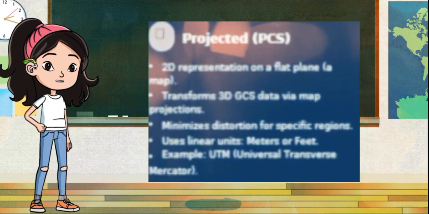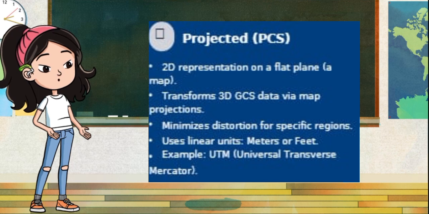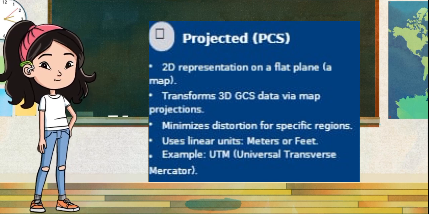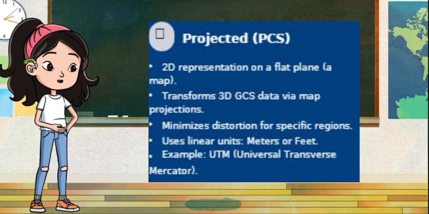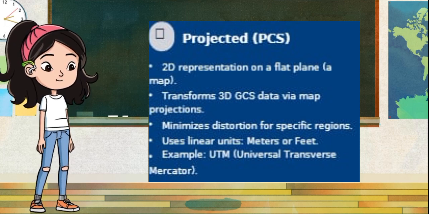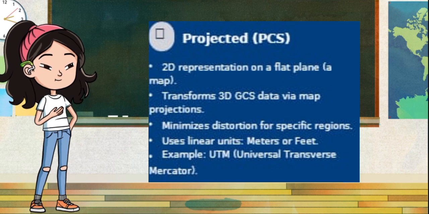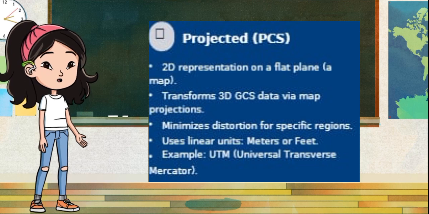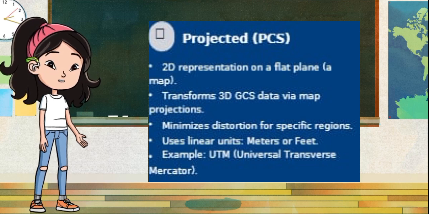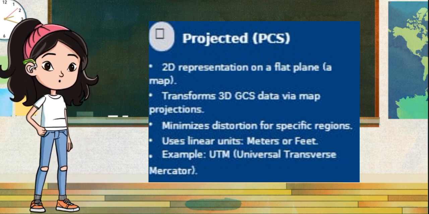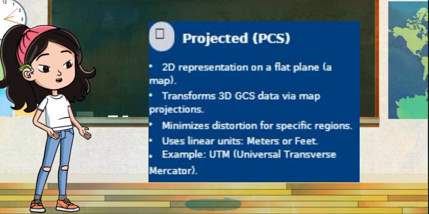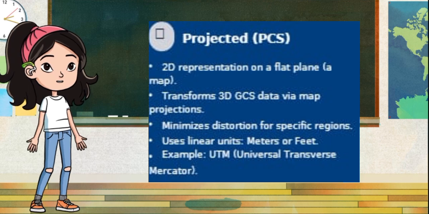Next is the projected. It is a 2D representation on a flat plane, for example a projected map. This transforms 3D GCS data via map projections, as I said lately. It minimizes distortion for specific regions. This uses linear units such as meters or feet. An example of this is the UTM, or the Universal Transverse Mercator.